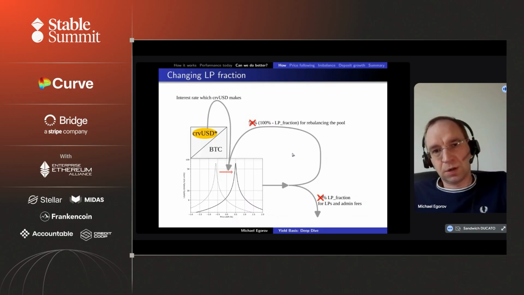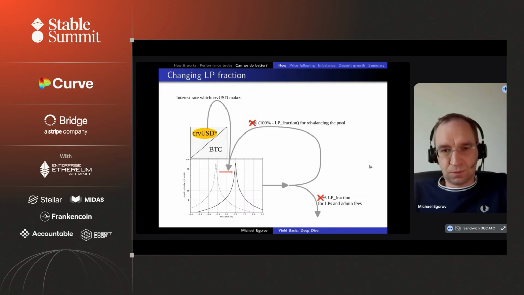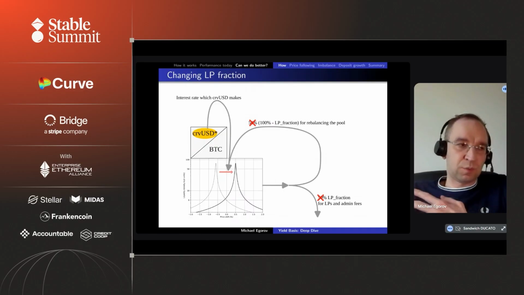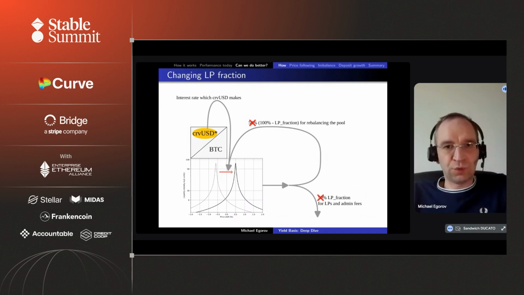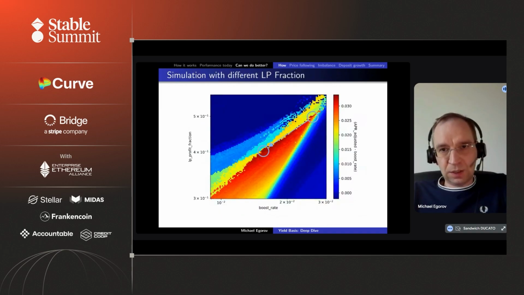So let's do it. Let's replace it with something else. And that's what I did in simulations, along with that improvement of moving the liquidity in a little bit more smooth manner. And here is what I found out.